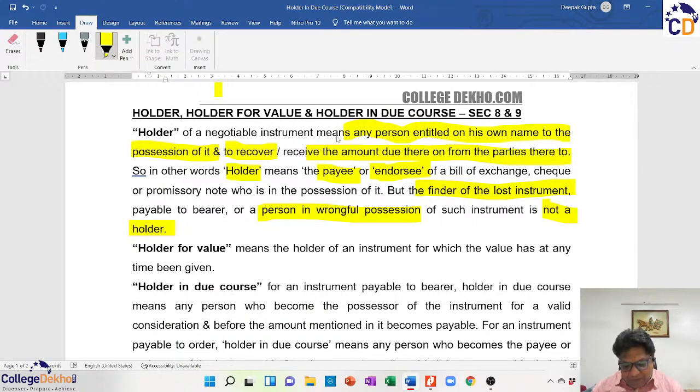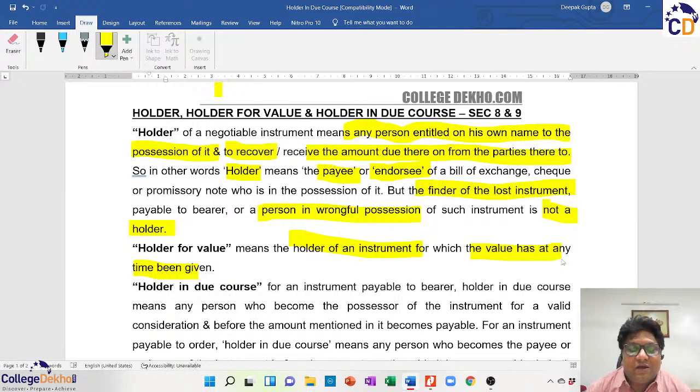But sometimes a person can receive the instrument or may become the holder of the instrument without consideration. For example, he has got it gifted. So in the case of a gift, in the case of inheritance, he is deemed to become a holder, but the consideration has not been given. So just to differentiate the person who becomes the holder for consideration, we have a specialized word, that is holder for value. The holder for value is that holder who becomes the holder for a consideration which has been given either one way or the other.